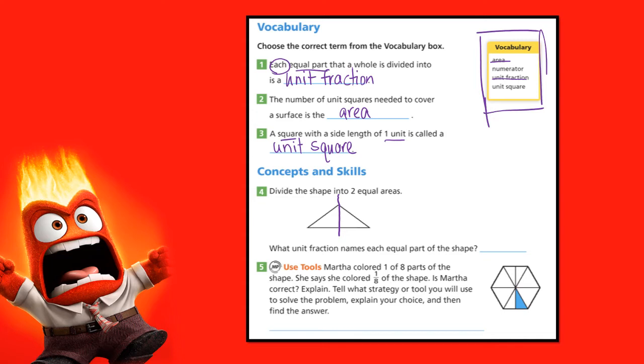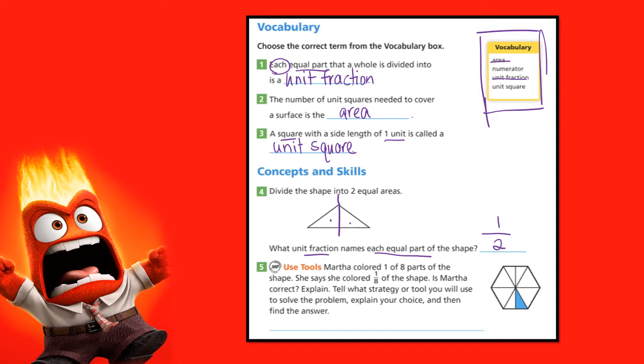And then it says, what unit fraction names each equal part of the shape? So I want a unit fraction that names each part. Well, my denominator would be a 2 because there's 2 total parts to make that shape. And if I'm talking about a unit fraction, I just want one of those parts. So my numerator would be a 1. Therefore, my fraction is 1/2. Each equal part is 1/2 of the shape.